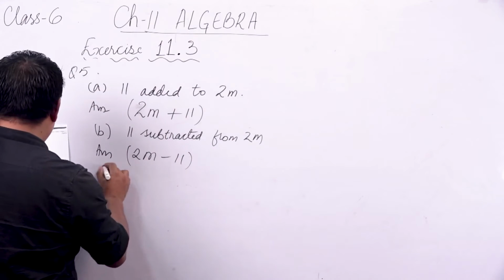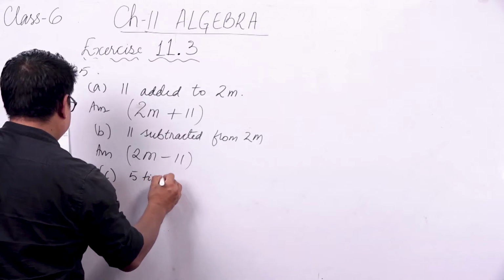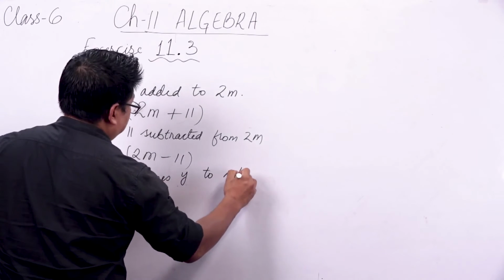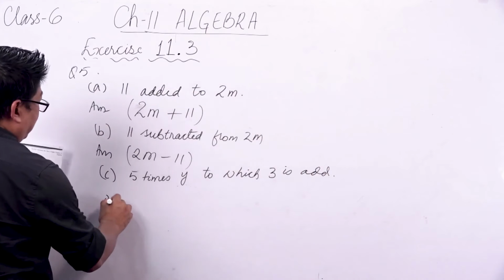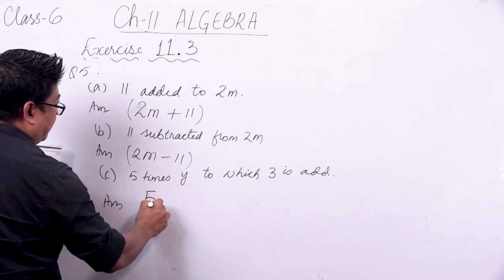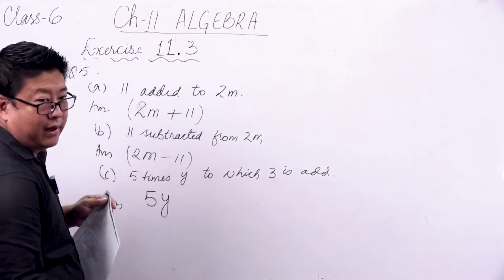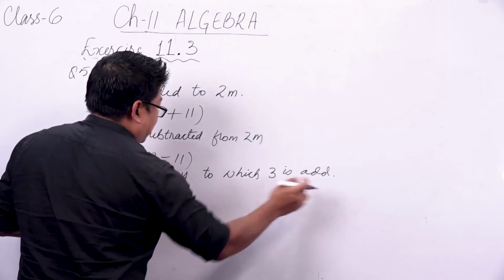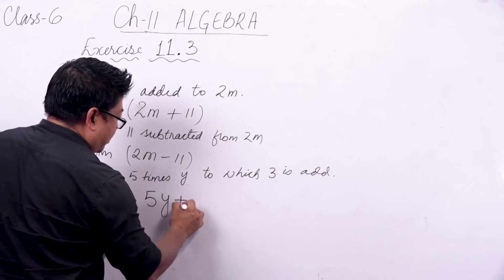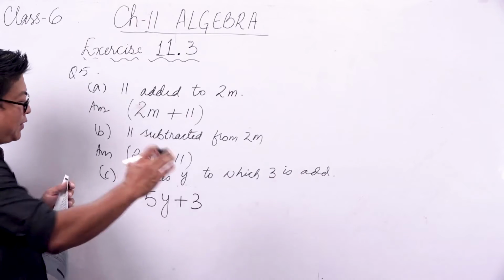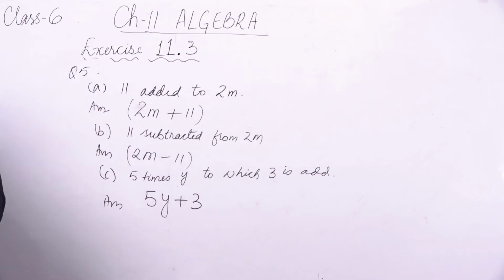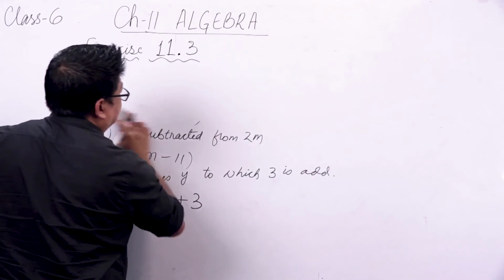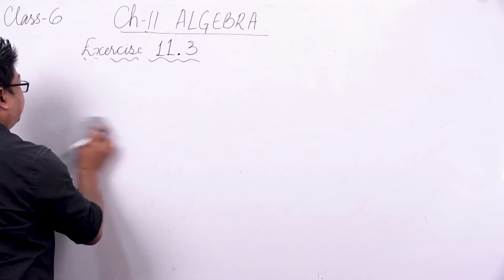Let's do one more. C. 5 times y to which 3 is added. Now 5 times y. 5 into y. To this 3 is added. Okay? And if it comes to which 3 is subtracted, this will become minus. Okay? So this is how you form expressions using statements. All right? Let's move on to the next exercise. The next exercise is 11.4.